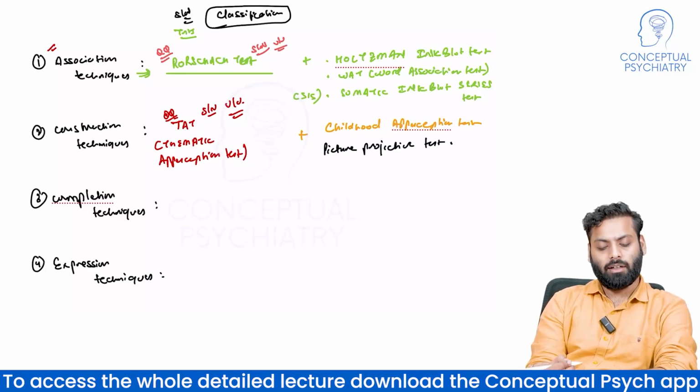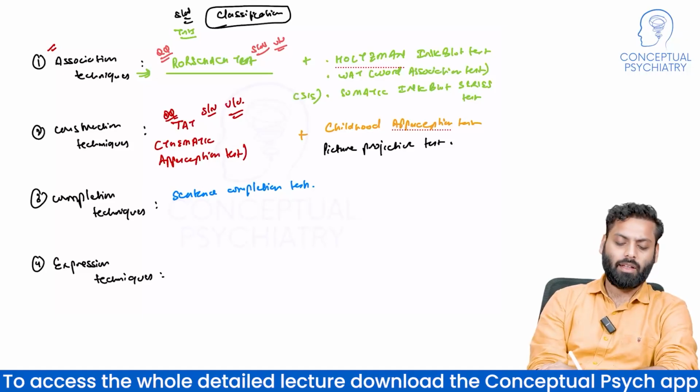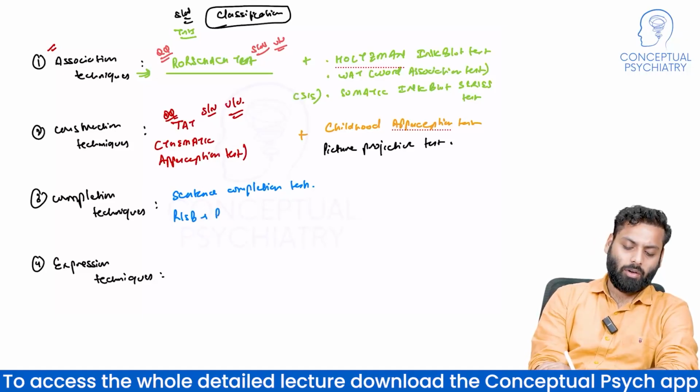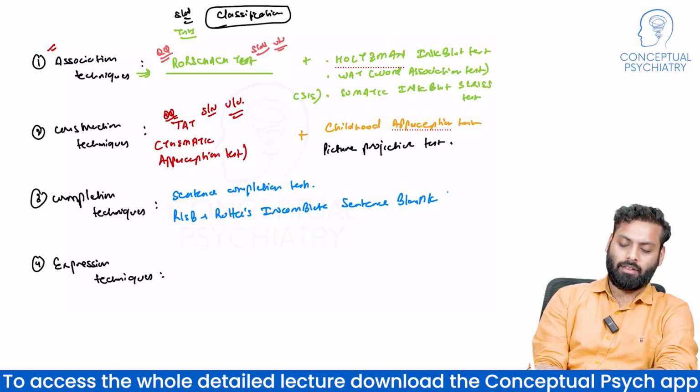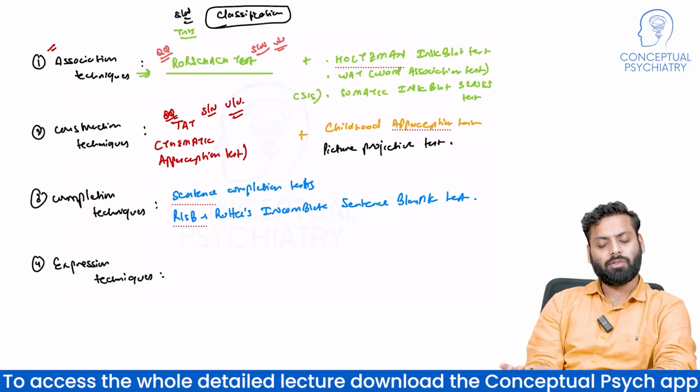Then what comes under the completion techniques? It is the sentence completion test. There is RISB as well, Rotter's Incomplete Sentence Blank test. There are different types of sentence completion tests, we'll see. Then there is RISB, Rotter's Incomplete Sentence Blank test.